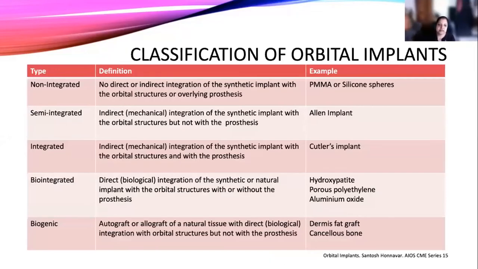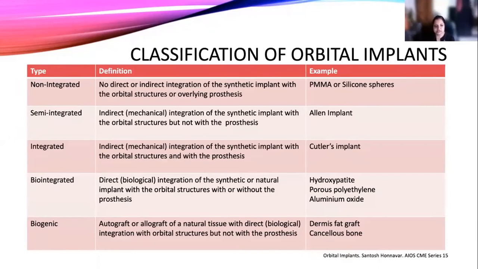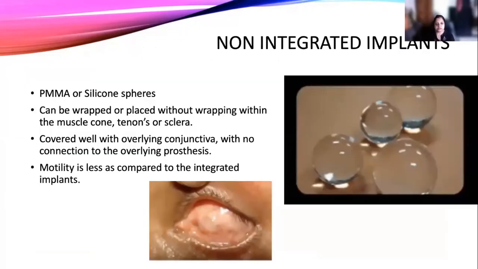The orbital implants can be classified as non-integrated, semi-integrated, or bio-integrated or biogenic, depending on whether the implant gets integrated into the orbital structures and is coupled with the overlying prosthesis or not. So the non-integrated commonly used ones are the PMMA spheres, and the bio-integrated commonly used are the porous polyethylene or the bioceramic aluminium oxide implants. The non-integrated ones can be used by wrapping with sclera, or they can be placed as they are. Chances of migration are more when it's not wrapped, and it's covered well with the overlying conjunctiva and has no connection to the prosthesis. Hence, the motility is less as compared to the integrated implants.